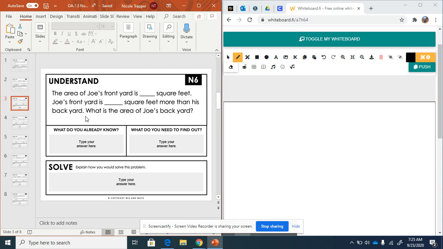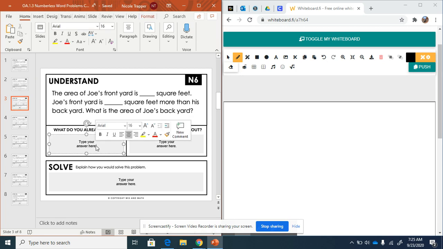Actually, now that I went and reread the problem, it says Joe's front yard is blank square feet more than his backyard. So Joe's front yard is larger than his backyard. Rereading the problem will help you better understand it, because the first time I read it, I thought his backyard was larger. But when I went back and reread it, I figured out that his front yard is actually larger.